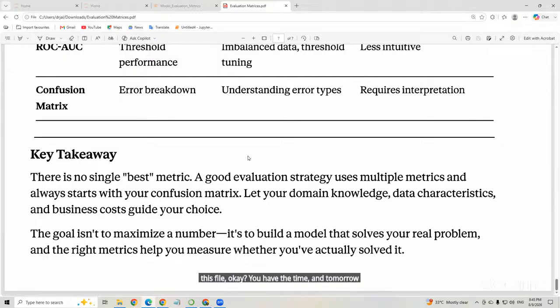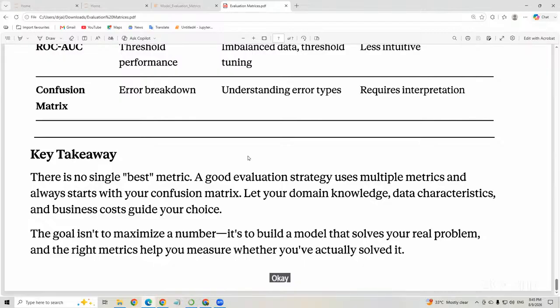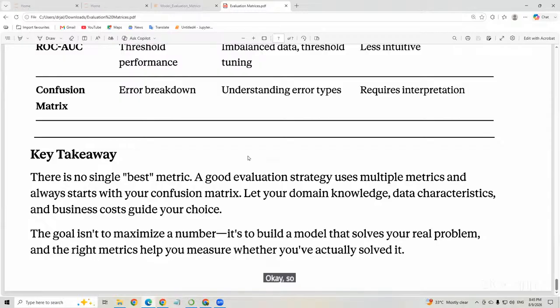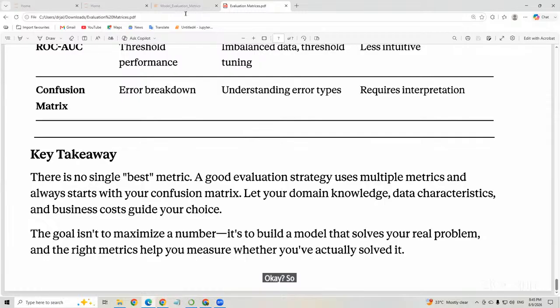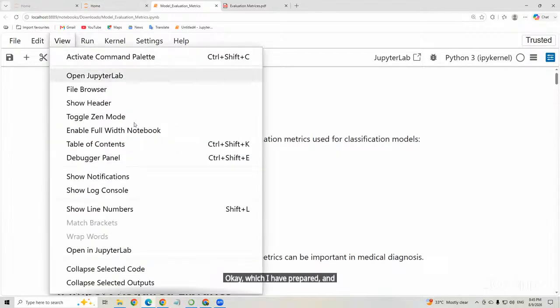And tomorrow, when we start the session, in the very beginning, either you will ask the questions, or if you will not ask, then I will ask you the questions. So on one side there will be questions, either you will ask or I will ask. Now you can see all these things in this Jupyter file, which I have prepared specifically for all these tests.